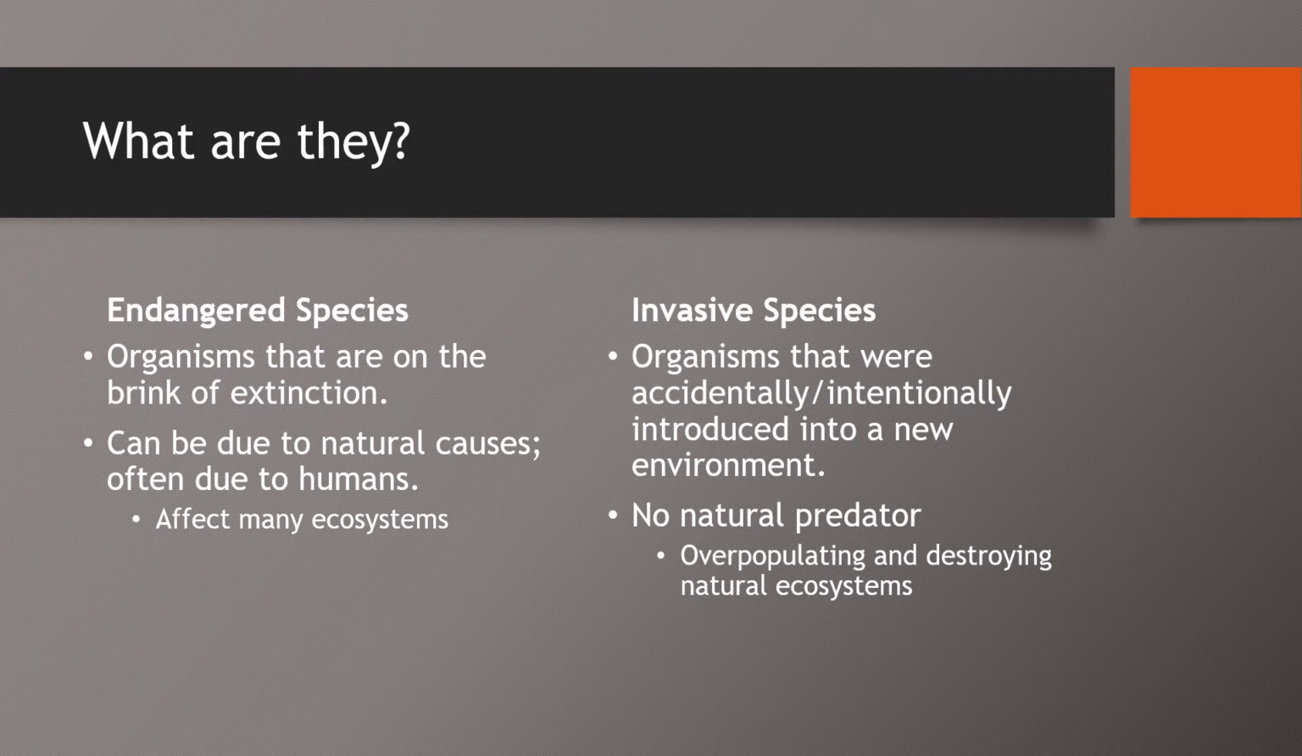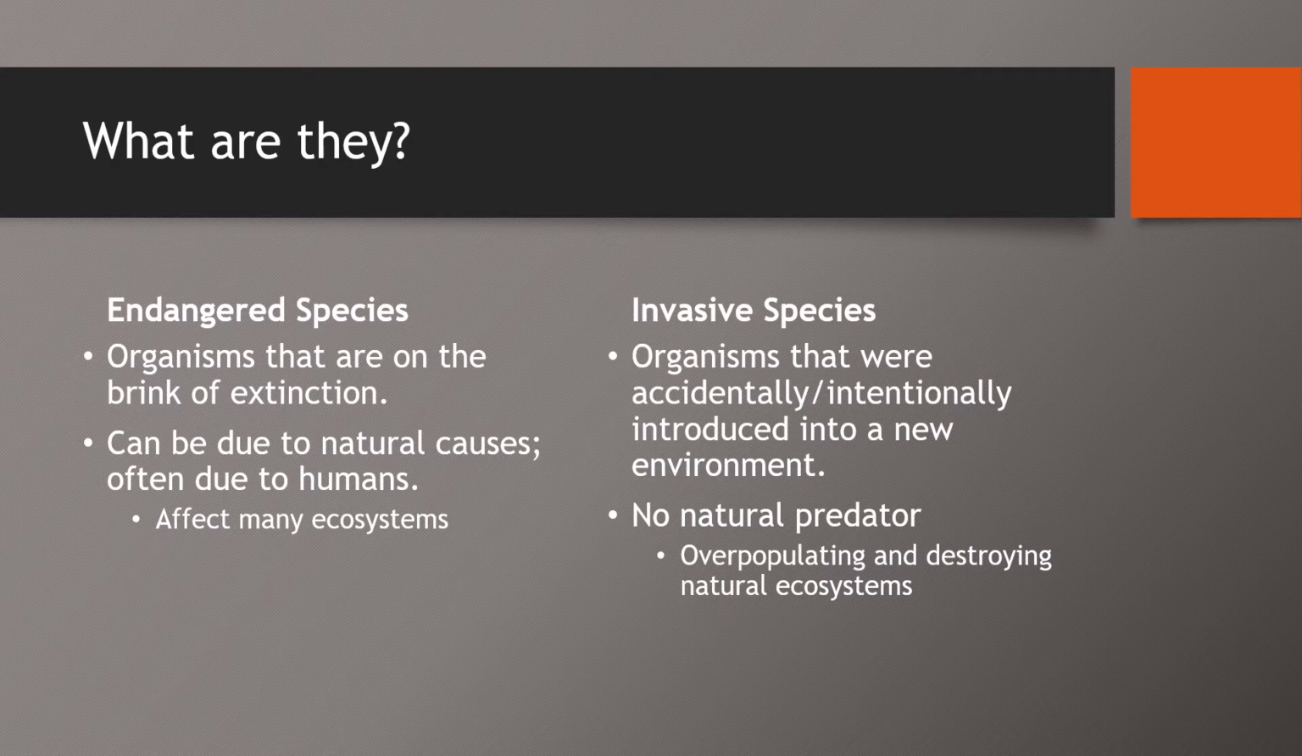So endangered species are organisms that can be animals, bugs, plants, any living thing that are on the brink of extinction. And this can be caused by humans or it can be natural due to disease. And ultimately, if these animals do go into extinction, it can affect many ecosystems.